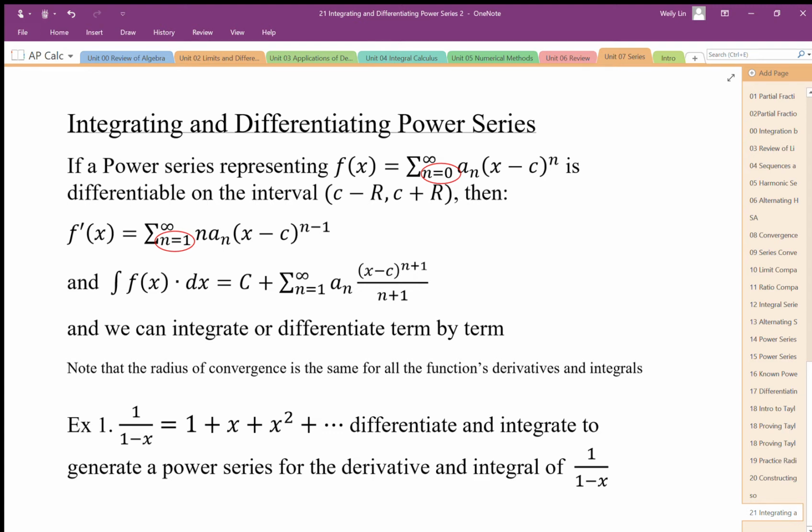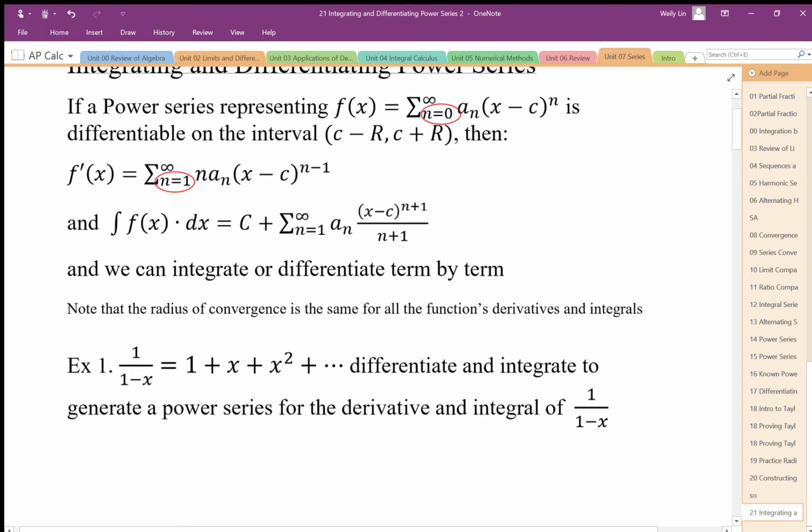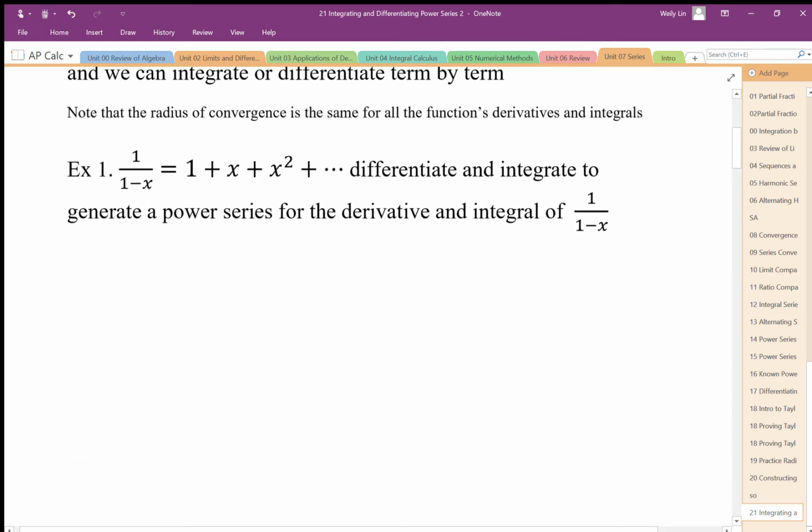So the power series representing f of x, if it is differentiable on the interval of convergence, then we must have derivatives and integrals on that same interval. And so the radius of convergence is going to be the same. If we have this radius of convergence for the original function, the derivative and the integral should have the same radius. Okay, not necessarily the same endpoints, but the same radius. So we can differentiate and integrate this power series to get a derivative and integral of this function.